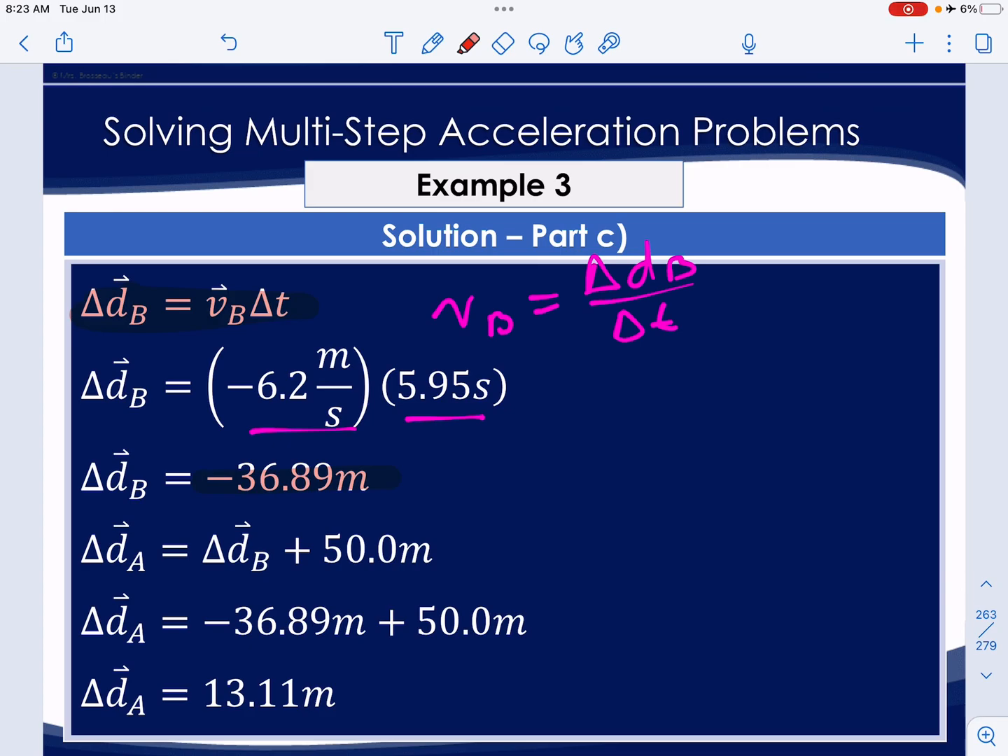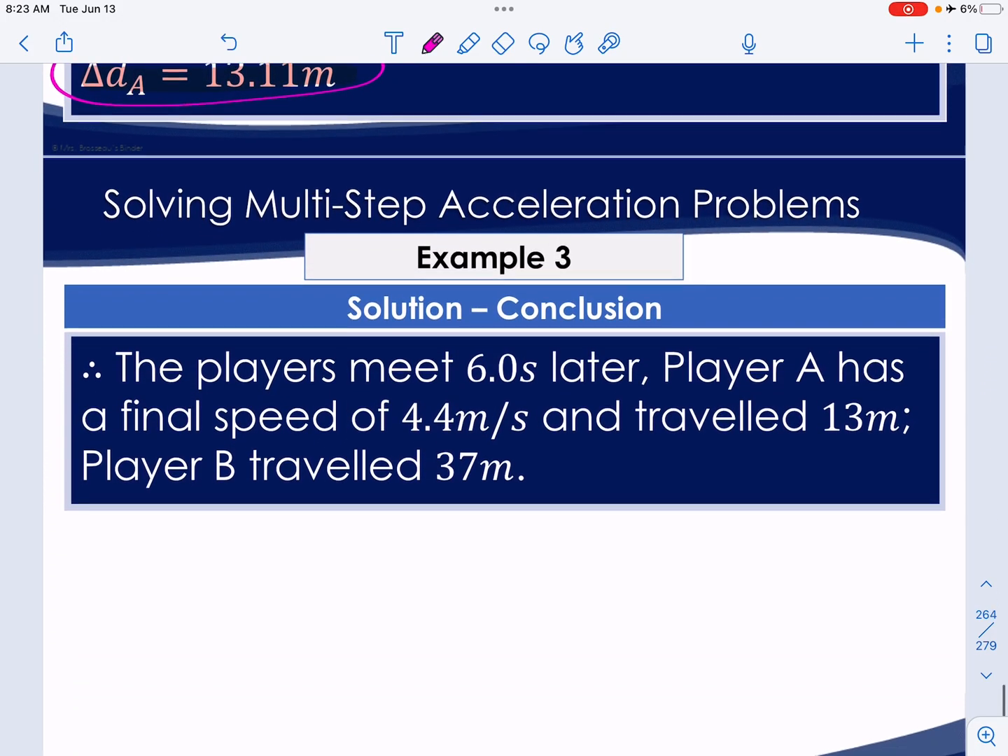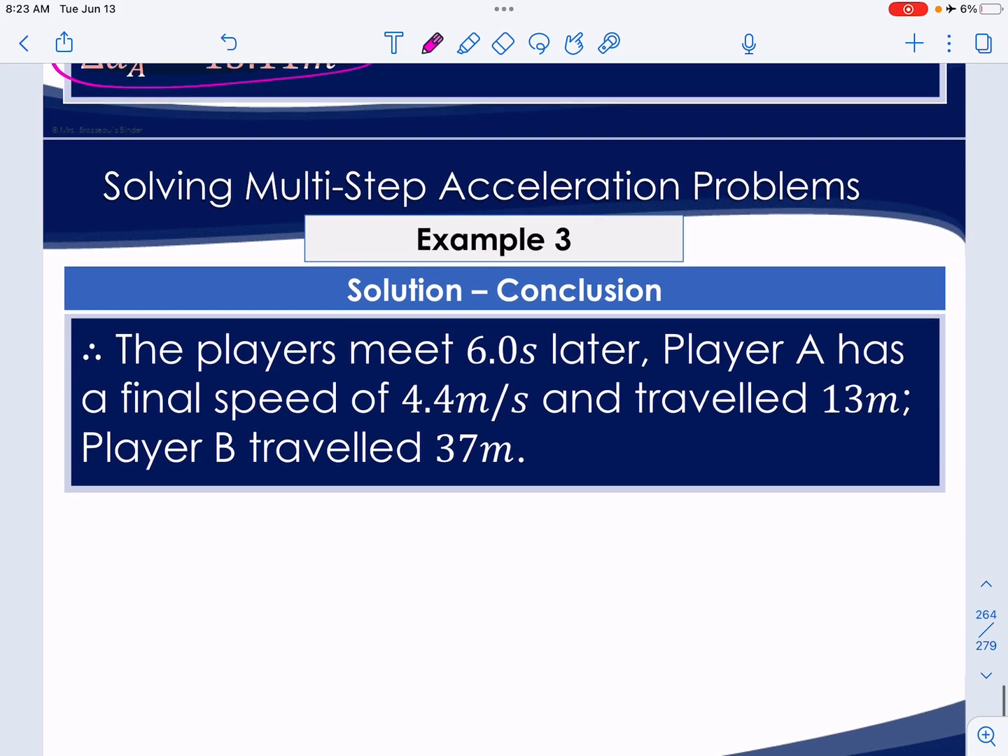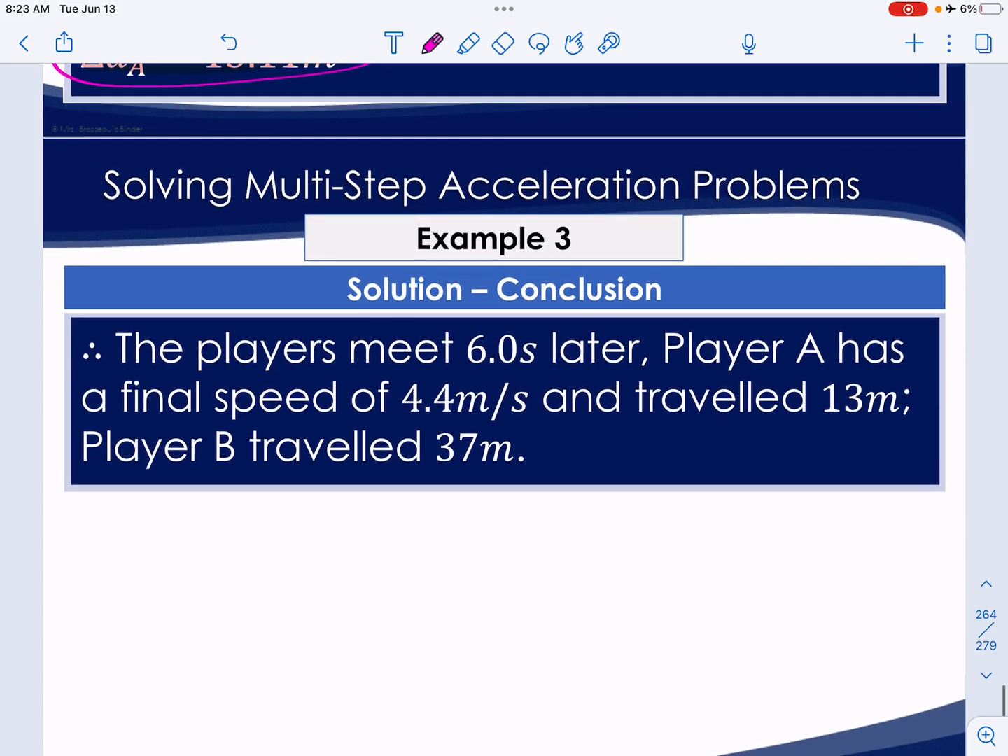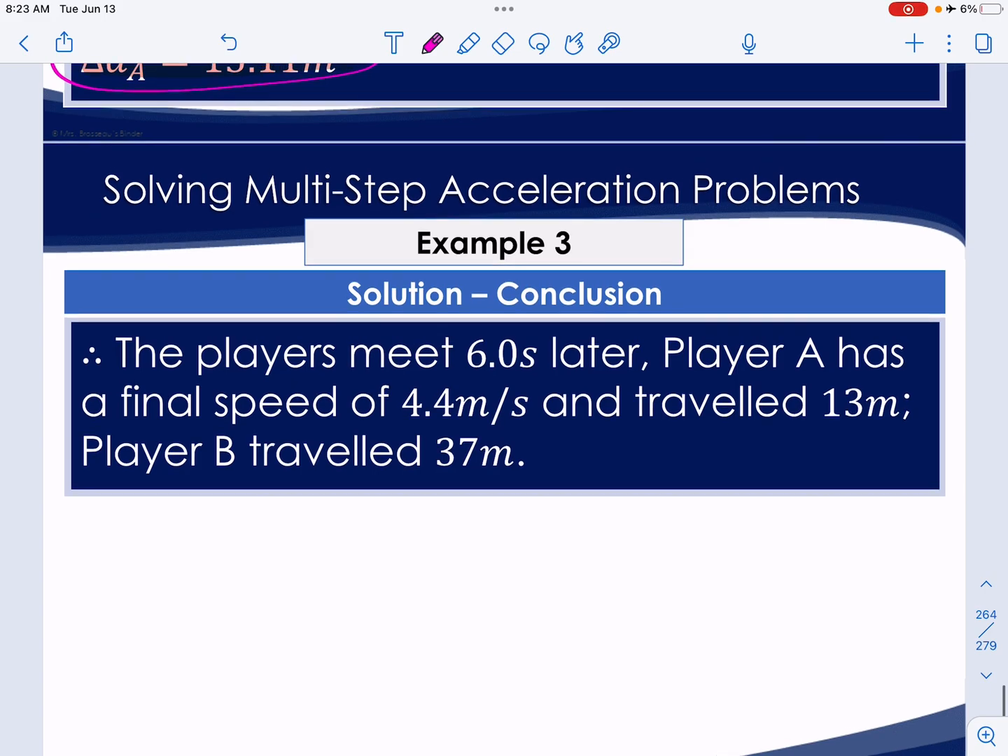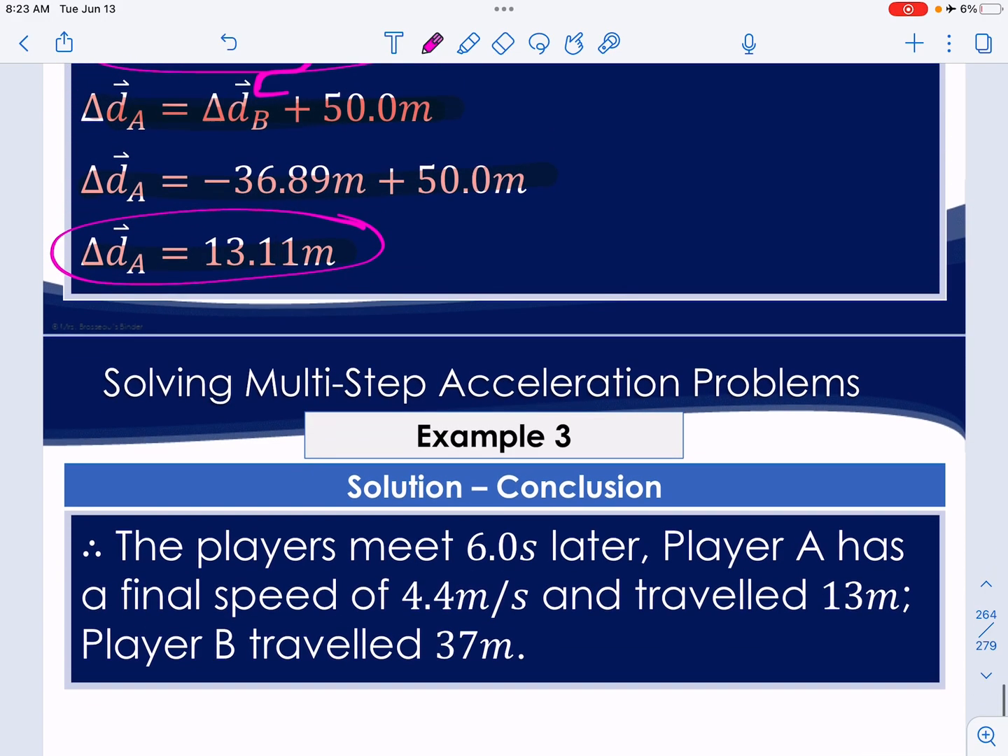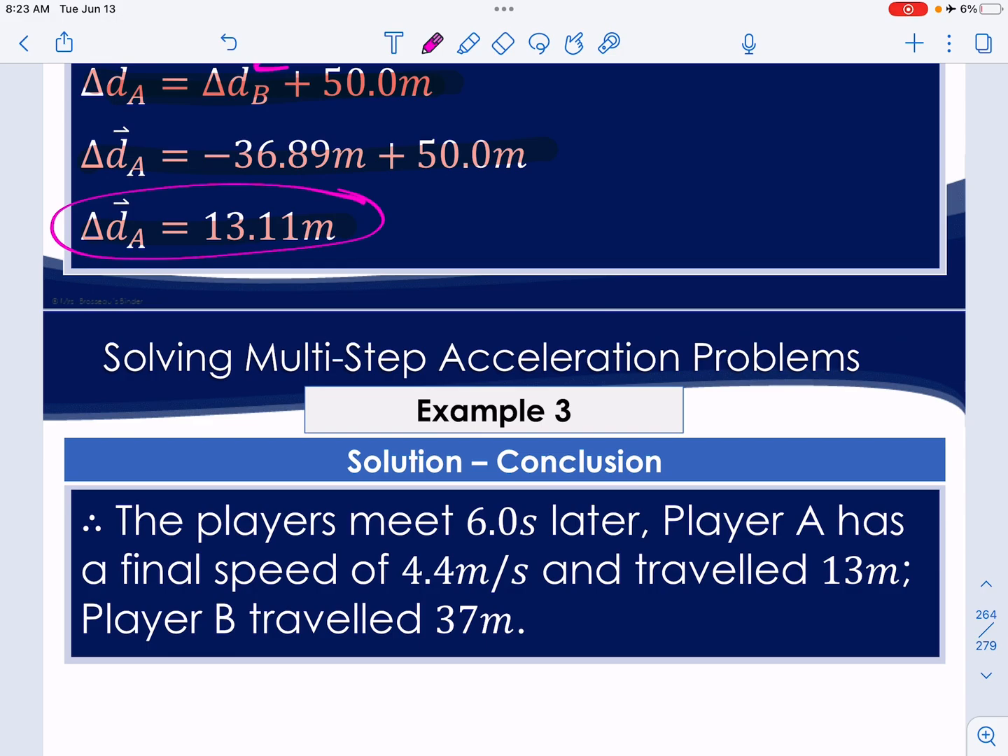Okay. We can plug that into here. We can put that value into here because this is our second equation, right? We know that they add up to 50. So when you do that, you know that delta dA is 13.11. So those are our two answers. The displacement of B is negative 36.89 and the displacement of A is 13.11. So the players meet at 6 seconds later. Player A has a final speed of 4.4 meters per second and traveled 13 meters, where player B traveled 37 meters.